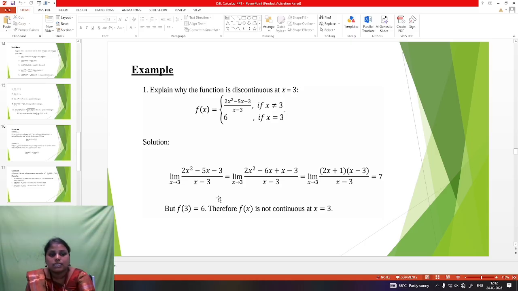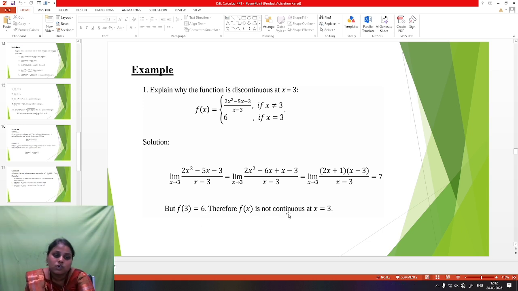So the root is 2x plus 1 into x minus 3. The x minus 3 and x minus 3 cancel. The remaining 2x plus 1, with x replaced by 3: 2 into 3 is 6, 6 plus 1 is 7. The limit is 7, but f of 3 equals 6.